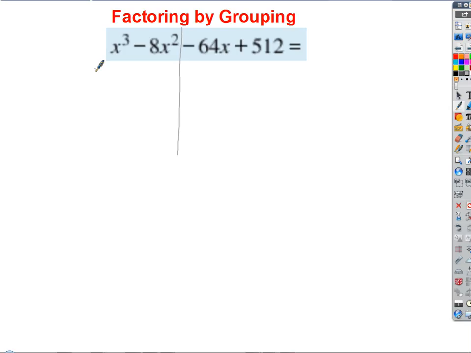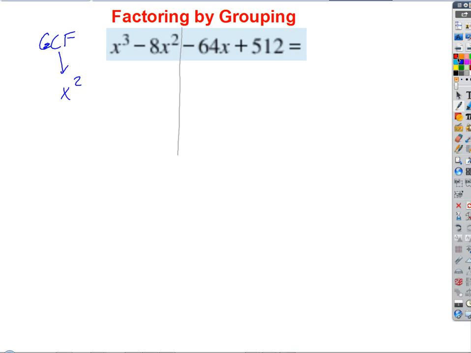It's going to be the biggest power that I could divide away from each term. So what's it going to be? X to what power? Squared. Yeah, x squared, because of the 2 powers of x, that's the smaller of the 2, right? Okay, so we can factor out a greatest common factor of x squared. So that's my GCF, right? Okay, what are we left with then?